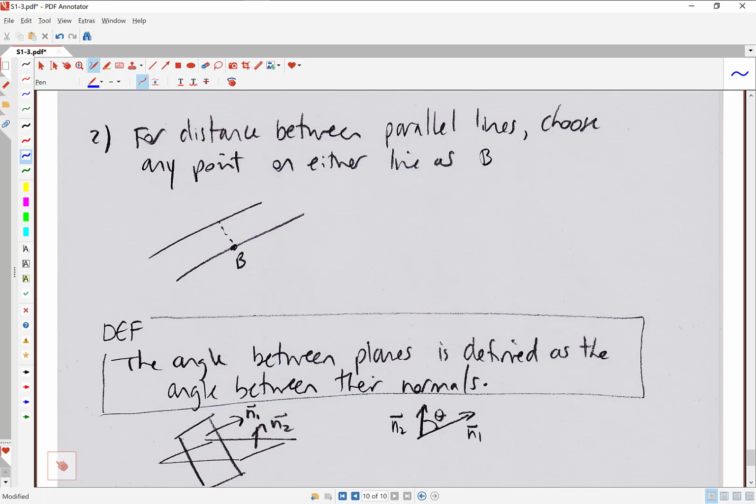Similarly, if you wanted the distance between parallel lines, let's say you were given these two lines here, choose any point on either line to be your point B. So let's say this is our point B. So we're now going to forget about the second line, and we're now just phrasing it as what's the distance between the first line and the point B. And that's the problem that we just solved. So we know how to solve that one as well.